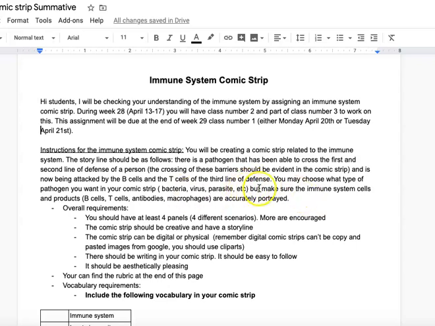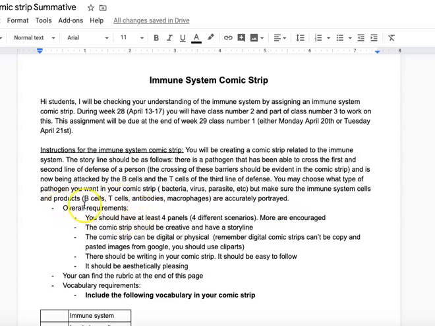Okay, please make sure that the immune system cells and products, for example, the B cells, the T cells, the antibodies, the macrophages, and things like that, are accurately portrayed. Again, you can give them faces, but if it's an antibody, it should look like a little clip. Macrophages should look like something that is eating other stuff. You can give them a comical sense, of course, but try to make them a little bit accurate. So, just a quick Google search, okay?